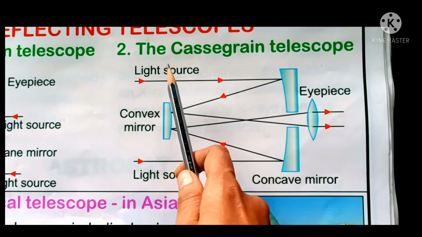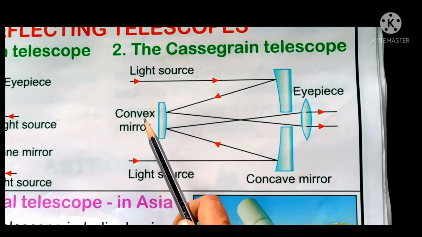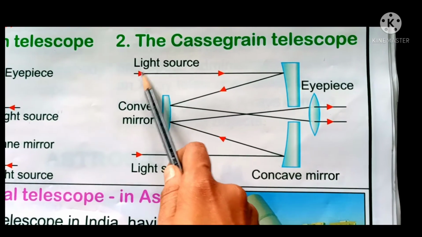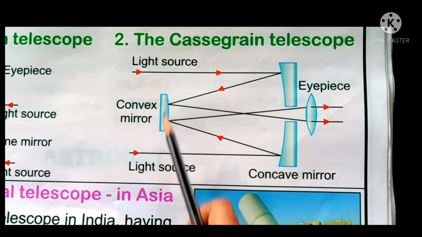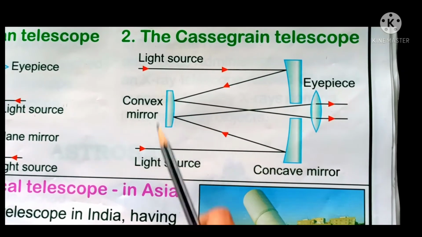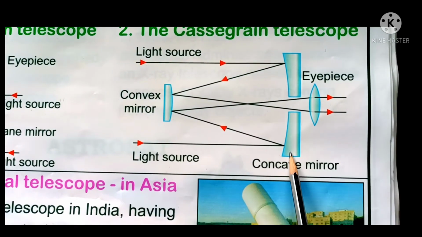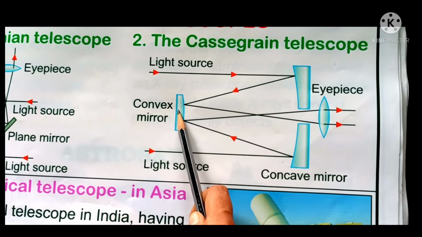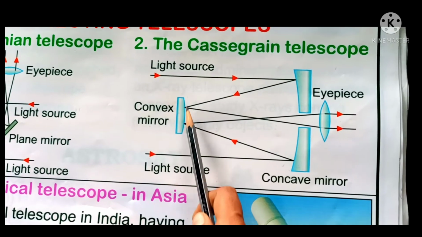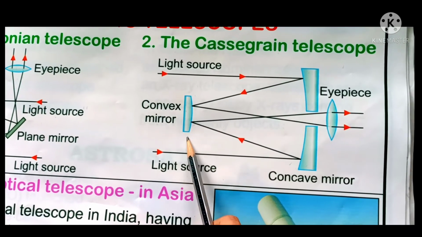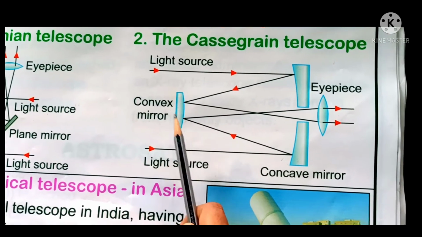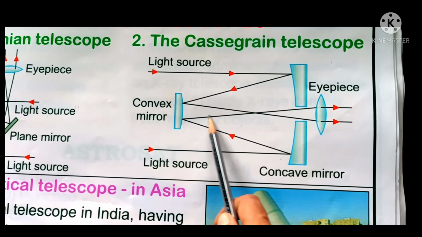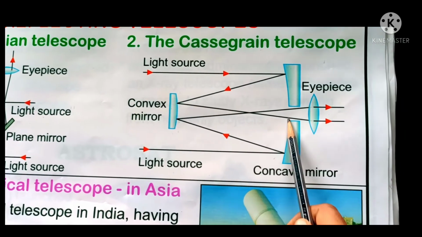In the second, the Cassegrain telescope, let's see how the light rays travel through this telescope. The light rays coming from the source of light are parallel, or we can say these are the incident rays. They fall on a concave mirror. From the concave mirror, these get converged and reflected and fall on the convex mirror. It is arranged in this way so that the rays can fall on a convex mirror.